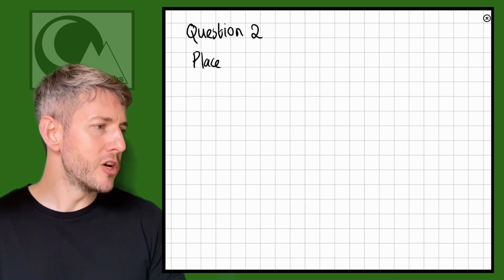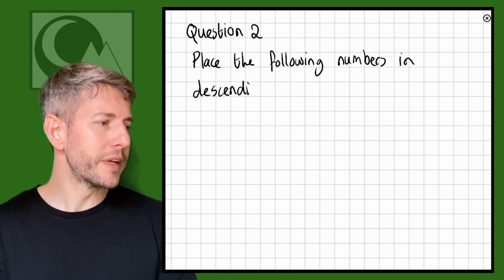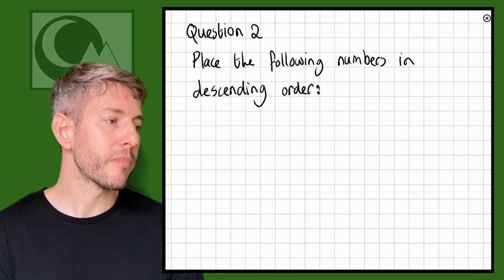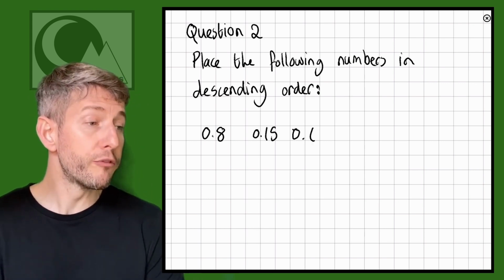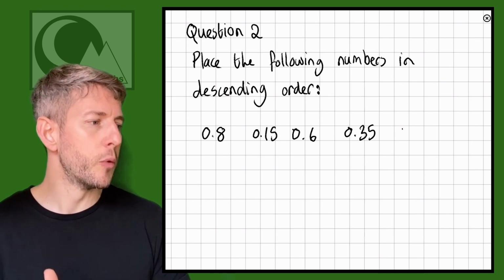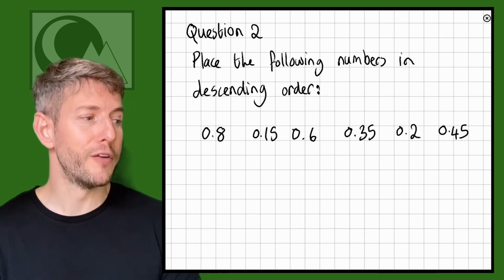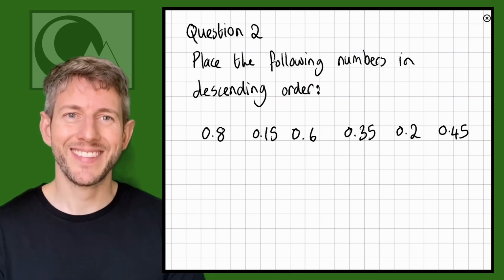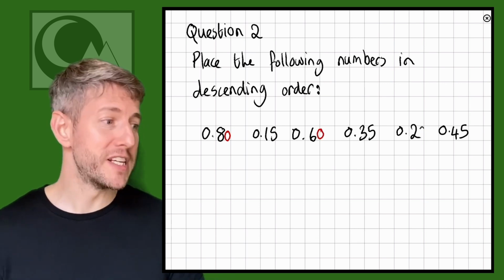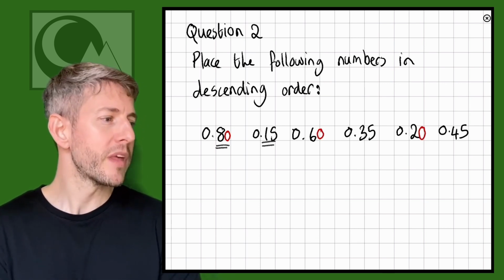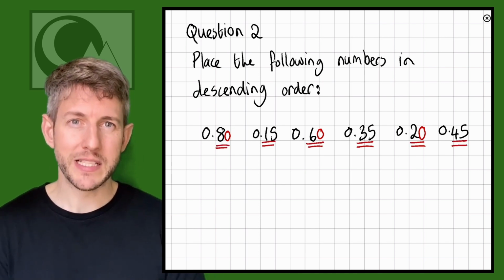Let's have a look at question 2. This one says, place the following numbers in descending order. And here we go, we've got 0.8, 0.15, 0.6, 0.35, 0.2, 0.45, and that's it. So I'm going to do the same trick again. I'm going to make them all the same number of digits. So I'm going to add a 0 to each one so that I'm able to think about them and not have to think about the decimal place.